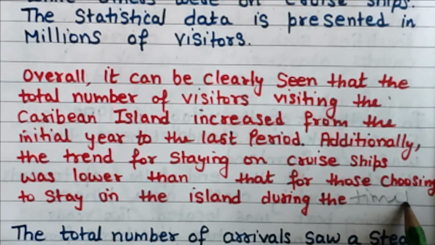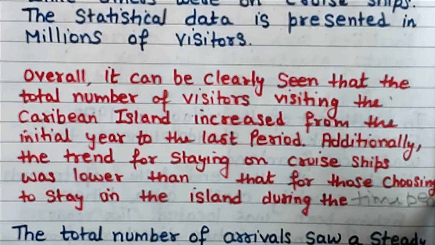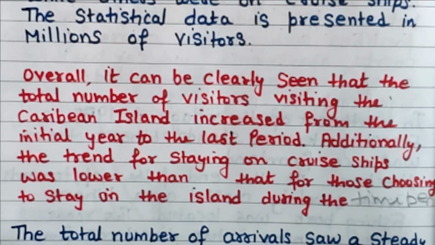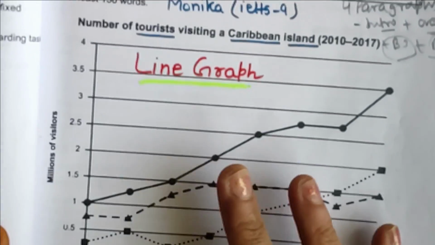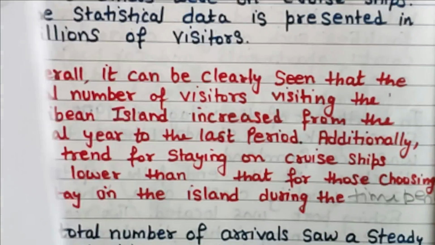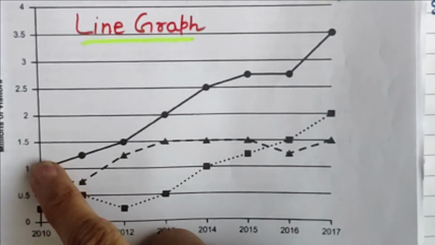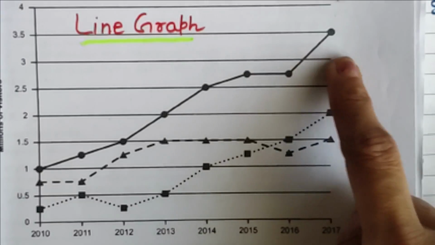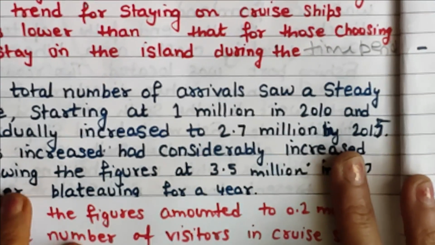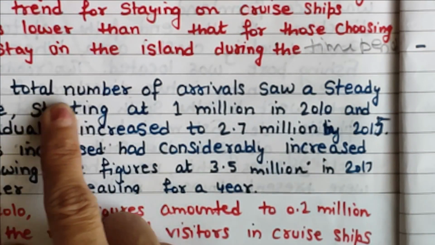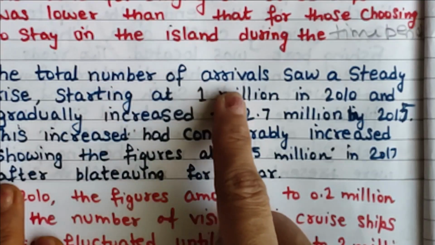You can use time period. Throughout the years also you can use it, okay. Now details, we will be writing about details. So you can see, I will just talk first about this graph, okay. Total number, the total number of arrivals.